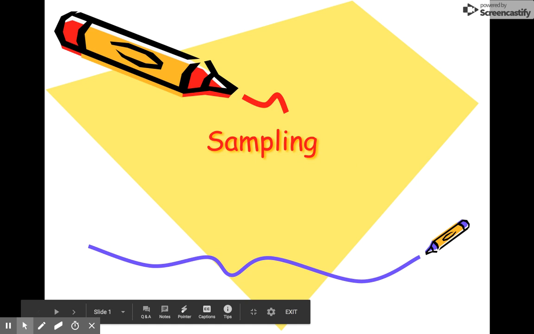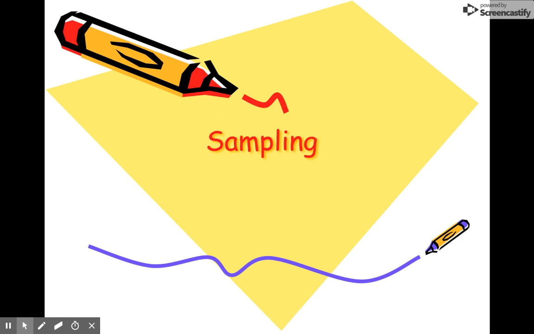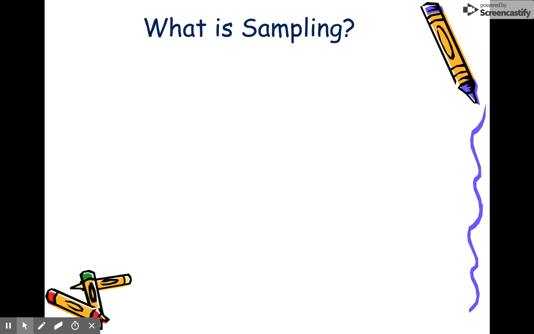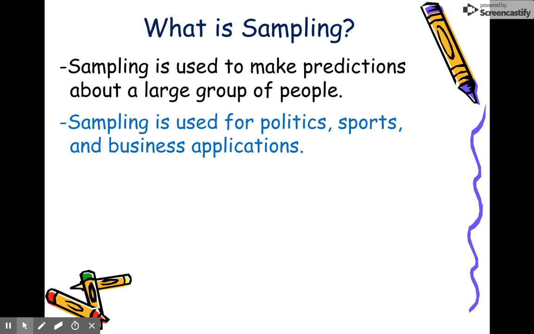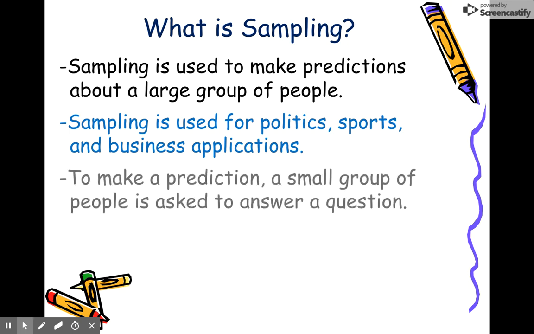This video is going to talk to you about sampling and how you can sample a population to make predictions about a larger population. So these notes we've already taken on our note sheets, but just to review, sampling is used to make predictions about a large group of people. And sampling is typically used for politics, sports, and business applications. To make a prediction, a small group of people is asked to answer a question.